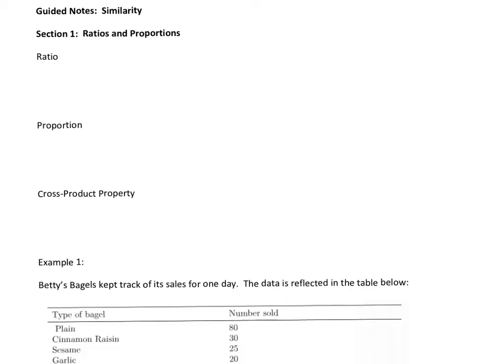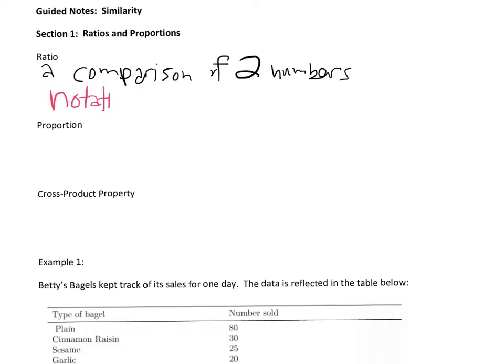So, to start with some definitions, a ratio is a comparison of two numbers. And the notation we use for that can be a couple different things. We'll typically use the notation x over y, so a number over another number. You could also do a colon to say x to y, or you can just use words and say x to y. And those are forms of notation for a ratio.